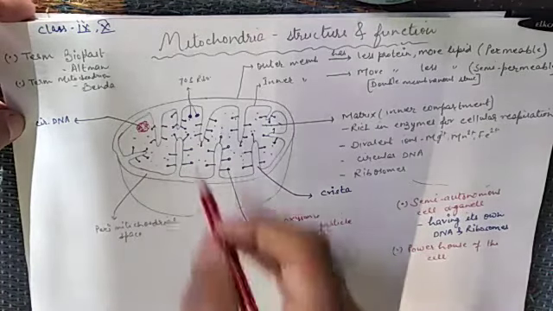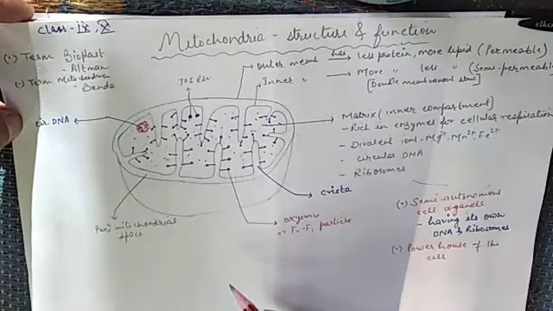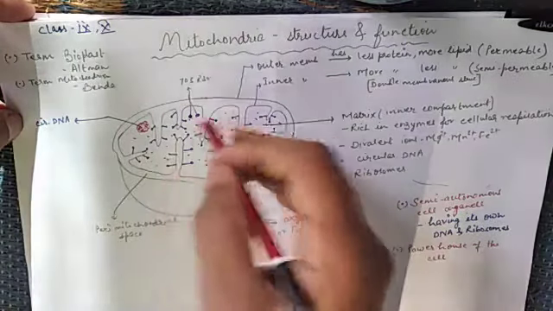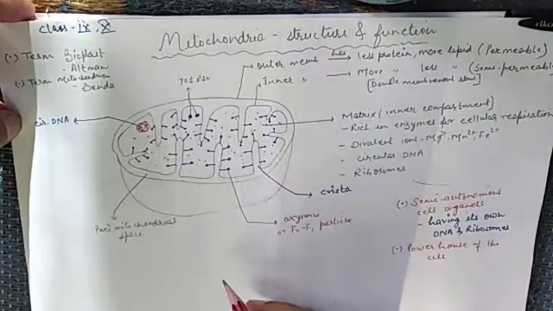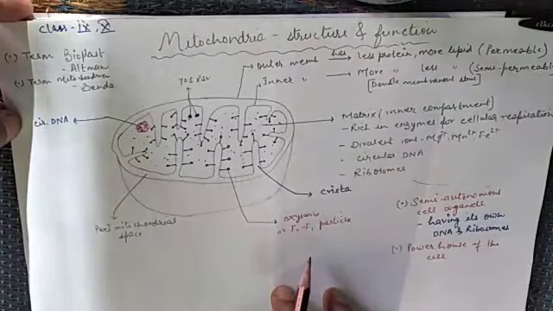Ribosomes, we also know, are the factory of proteins, which make the protein inside the cell. So this is all about mitochondria structure and its function.